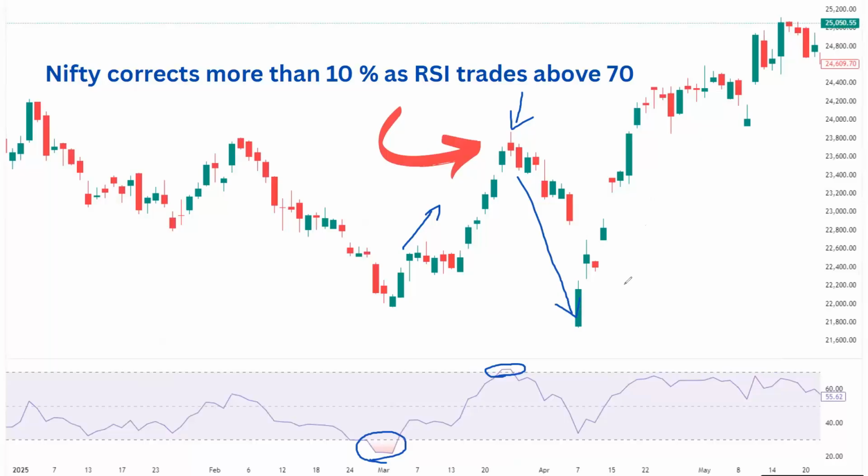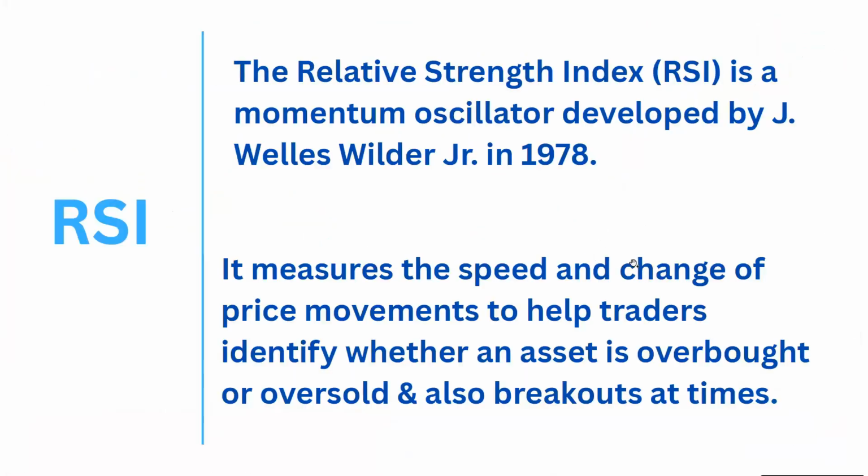So actually this is not the right way to use it. Trust me, I'll share the right information with you, but before going ahead, let me share some basic info about RSI. The person who developed RSI was Mr. J. Wells Wilder Jr. in 1978. In fact, in one of his books he has mentioned this.